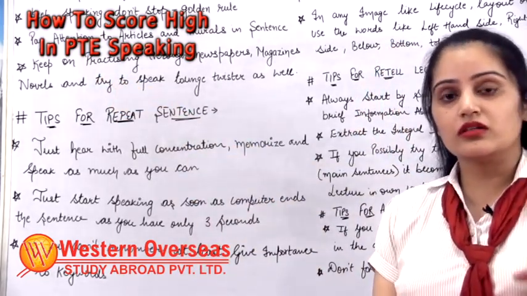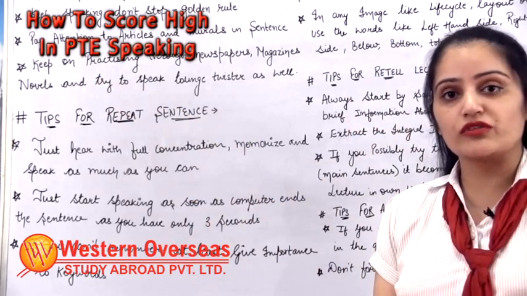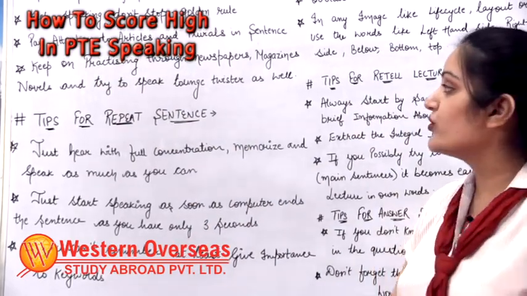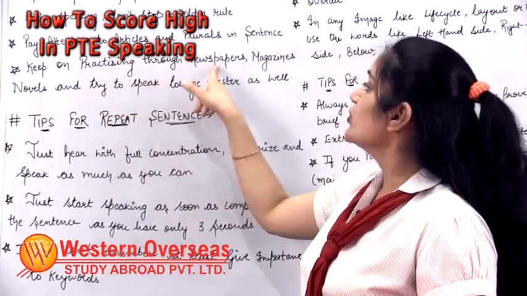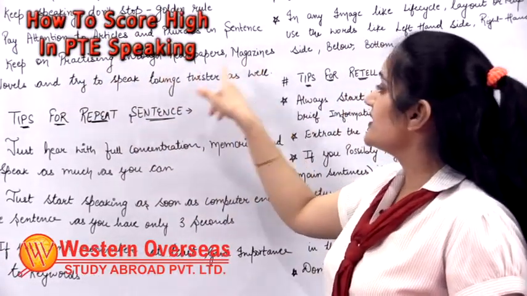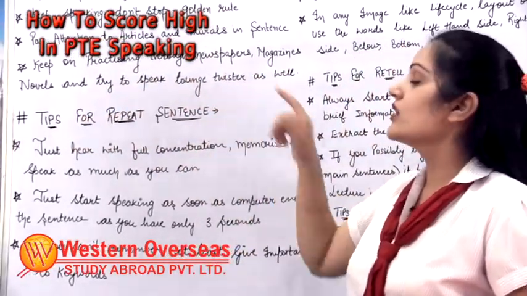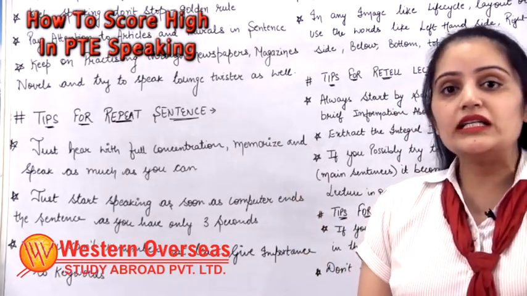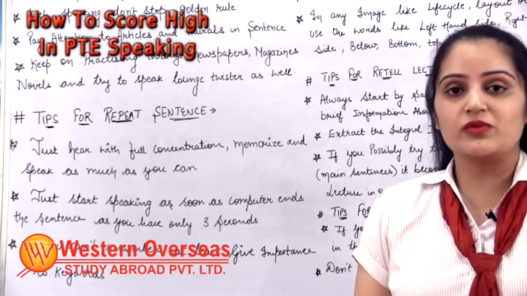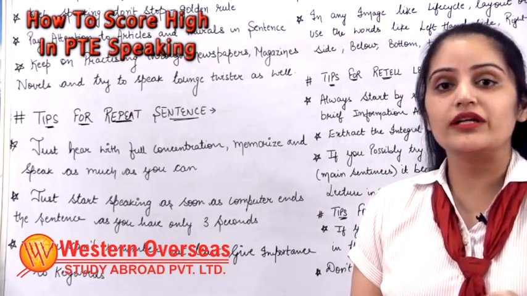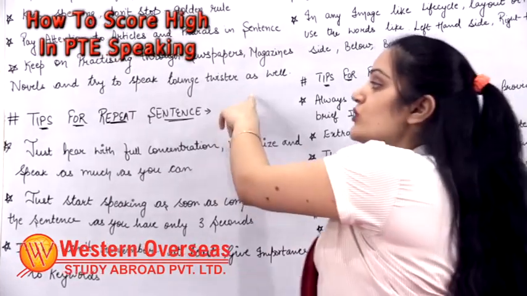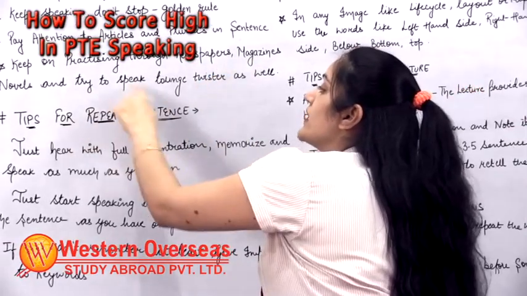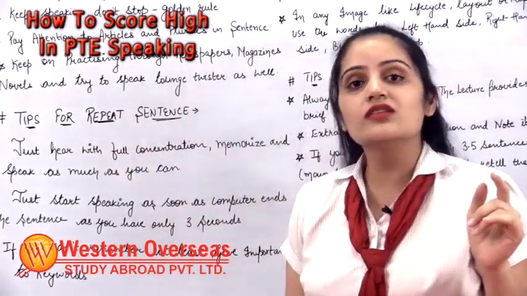The tests that you perform in your class are sufficient for you, but if you want to practice and gain more scores, you have to keep on practicing through newspapers, magazines, novels, and try to speak tongue twisters as well, because it will improve your speaking. Read aloud is the easiest portion of PTE Speaking and you can score full marks in it. So don't lose your marks in this portion. Keep on practicing through newspapers, magazines, novels, and tongue twisters.